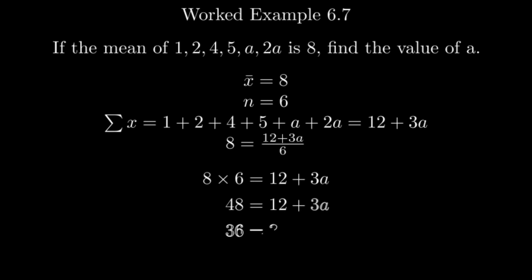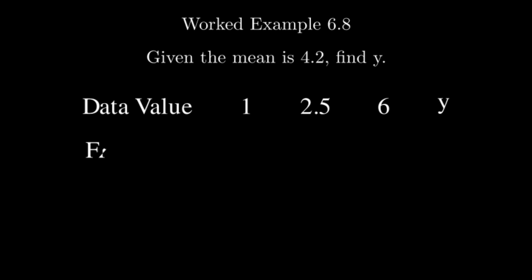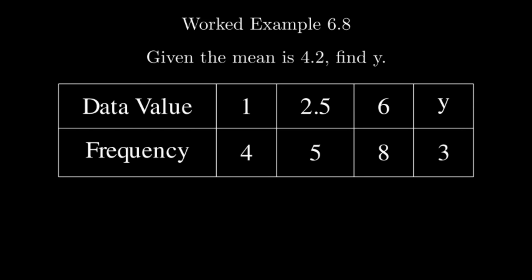First, multiply both sides by 6 to get 48 equals 12 plus 3a. Then subtract 12 from both sides, which gives us 36 equals 3a. Finally, divide by 3, and we find that a equals 12. This same principle applies when our data is in a frequency table. Let's look at this frequency table. We're told the mean of this dataset is 4.2, and we need to find the unknown data value y.